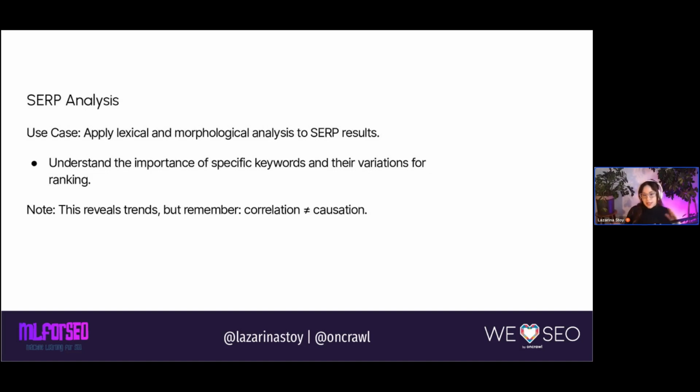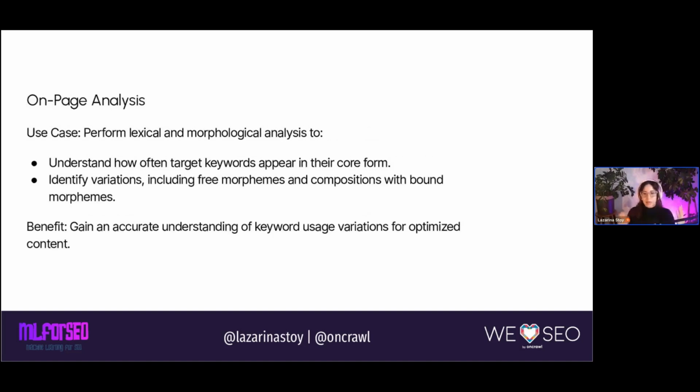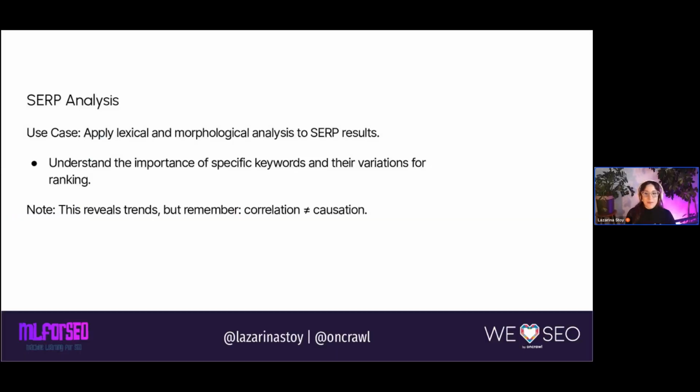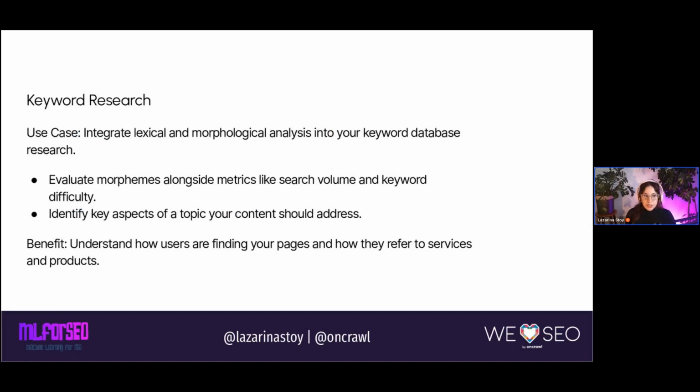Like we talked about content analysis, you can do the same for your user reviews or any kind of text that you have from users. So reviews, feedback that you've collected through feedback forms, emails that you have received from them, and so on. You can analyze SERPs with the same kind of methodology, understanding the importance of specific keywords and keyword variations, relating that to rankings. Again, correlation does not equal causation, which is quite important to note. And you can also do this for keyword research. You can evaluate morphemes alongside metrics like search volume or keyword difficulty.